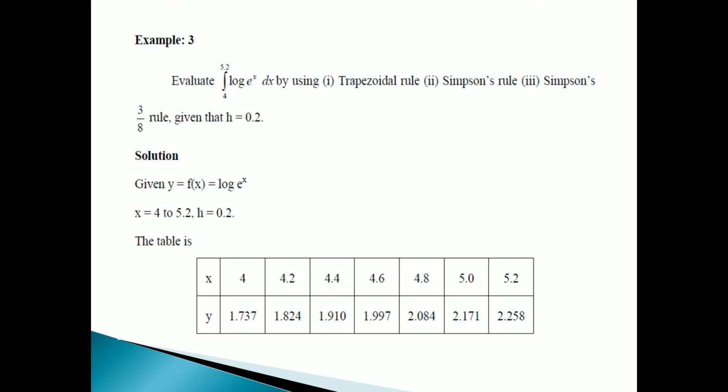Plot the values of x from 4 to 5.2 by taking 0.2 as an interval, that is 4, 4.2, 4.4, 4.6, 4.8, 5.0, 5.2. From these values, calculate the value of f of x. By substituting the value of x, we get the corresponding value of y and write it in the second row. Then from all these values of x and y, we can easily use the trapezoidal rule, Simpson's rule and Simpson's 3/8 rule to calculate the integration value of the given function.